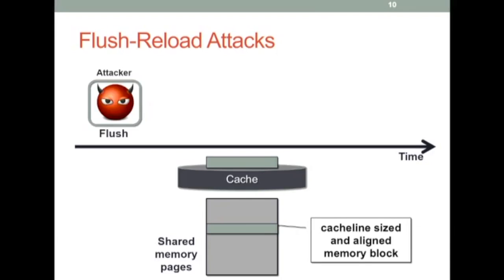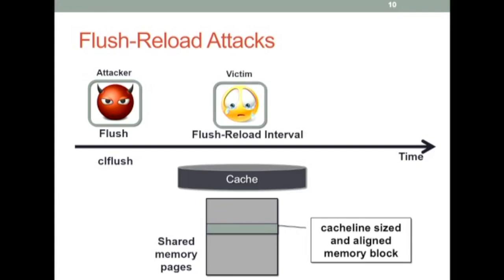So in the flush phase, the attacker will use the clflush instruction, which is an unprivileged instruction on x86 platforms. The attacker will use the clflush instruction to flush out a certain memory block from the cache. So basically, the effect of this instruction is to make sure certain memory blocks in the shared memory page do not exist in the shared cache. Okay, so this is the effect of clflush.